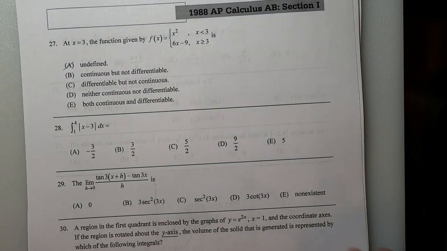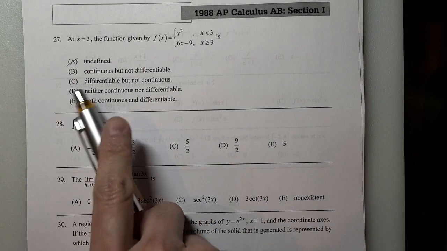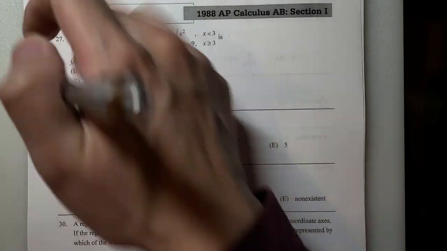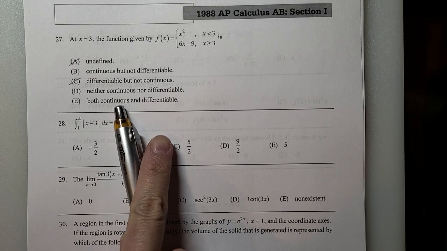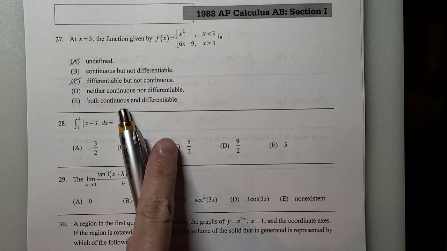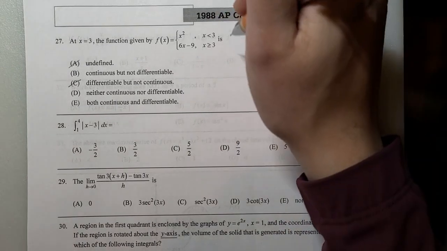Well, first of all, if something's differentiable, it's automatically continuous. So this cannot be true, just by the definition. Okay, now, what about these other three? We basically have to find out if it's continuous and if it's differentiable.